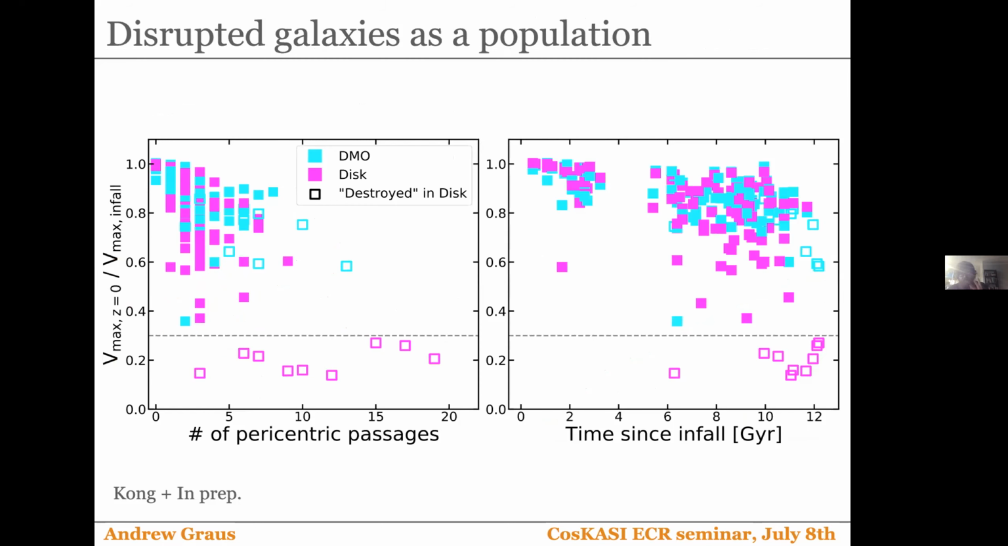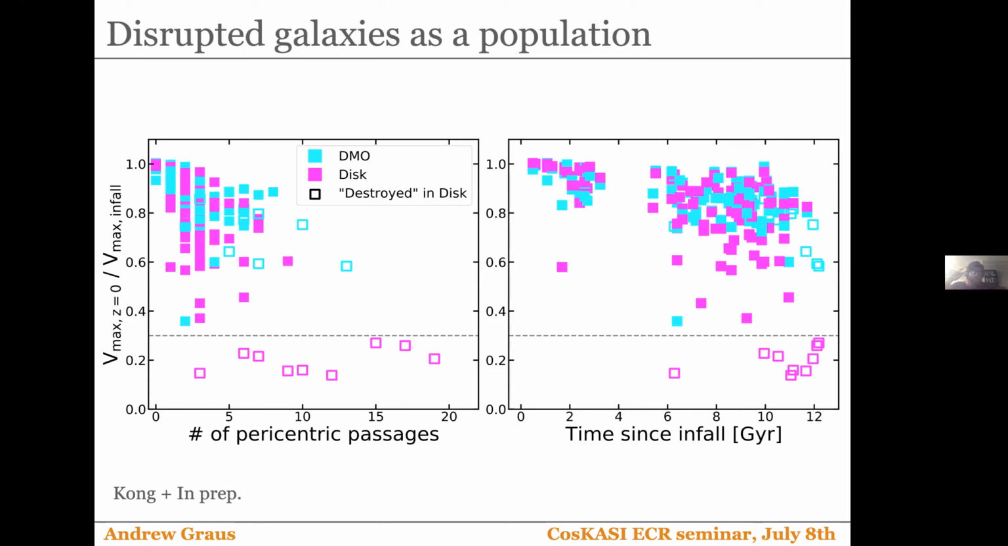So now that we've looked at these subhalos individually, now we can think about them as a population. So these are the subhalos from one of the simulations in our suite. These are all the subhalos. And specifically, we've marked the dark matter only objects with cyan, and the magenta objects are from the disk simulation. And in addition, we have these open squares, which are objects that are destroyed in the disk simulation.